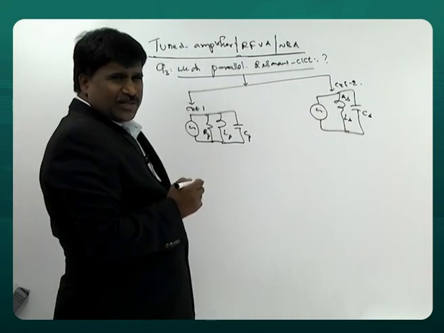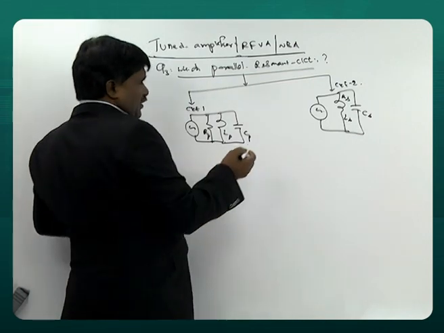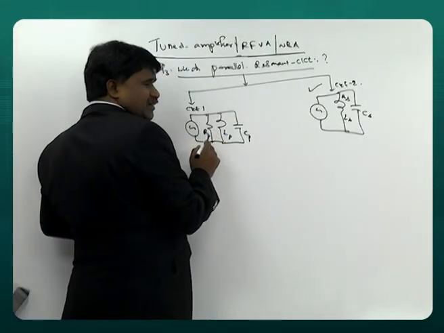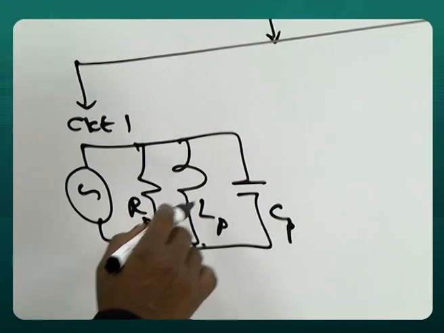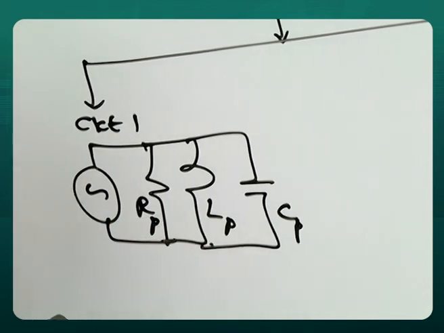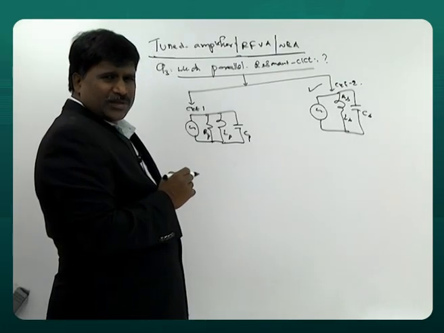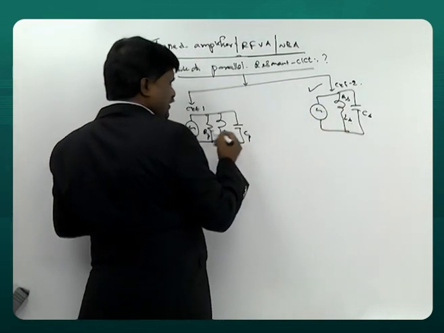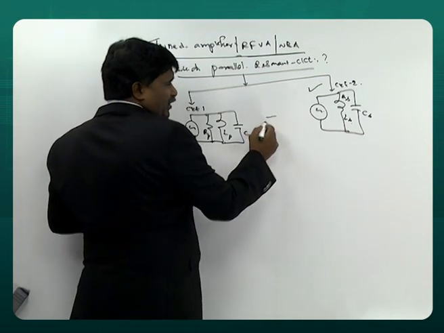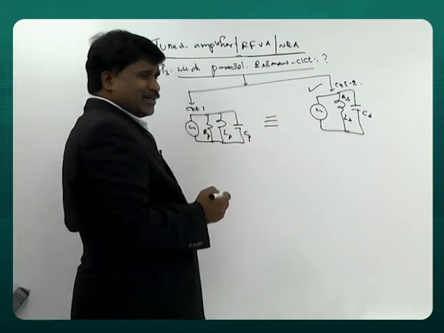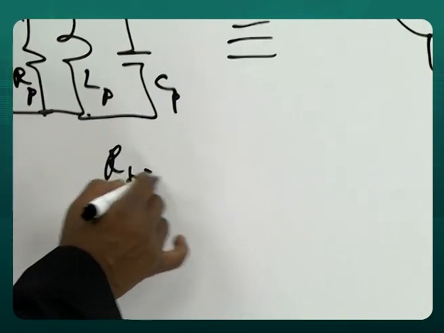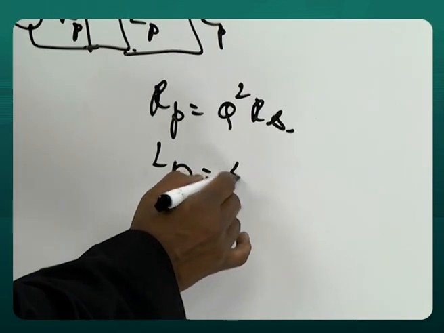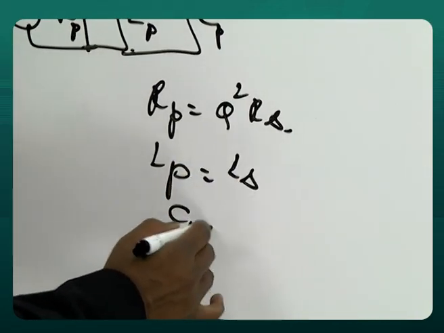Without too much of further discussion and waste of time, I want to say this is better because nobody will connect a resistor separately. Resistor is an unwanted quantity of inductor, unwanted quantity. Therefore, this being mentioned part of the inductor is better than this. But very luckily, both are identical. What is it? RP is equal to Q square into RS. LP is equal to LS. CP is equal to CS.